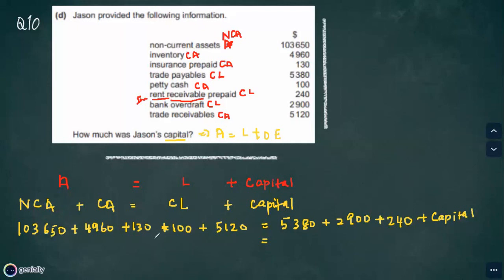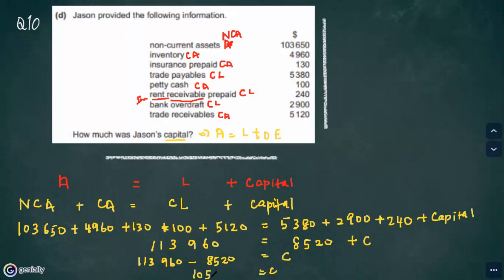Okay, so the total of all our assets should be 113,960, whereas our liabilities here should be 8,520 plus capital. Now our capital should be 113,960 take away 8,520, which equals 105,440. There you go. We figured out our capital. Our capital is 105,440. That's it. We are done with this chapter.